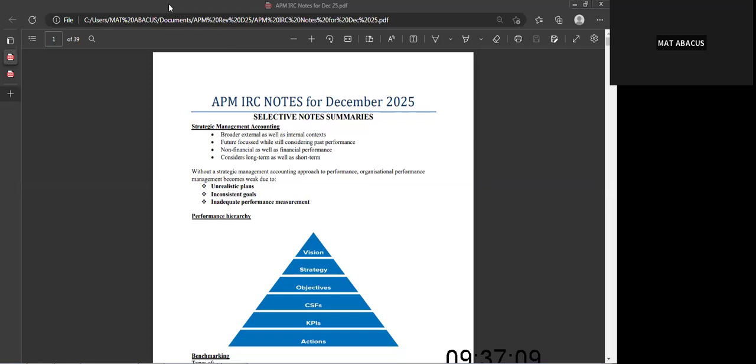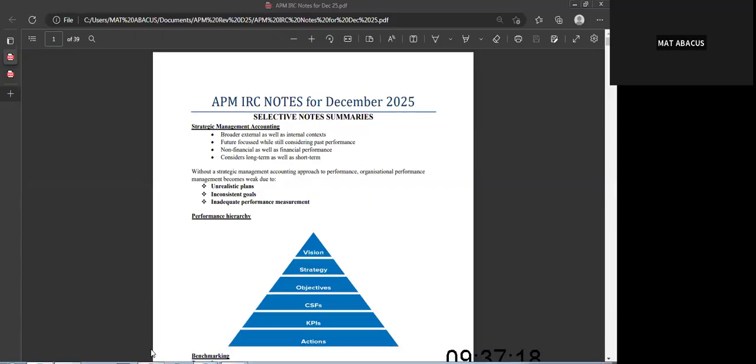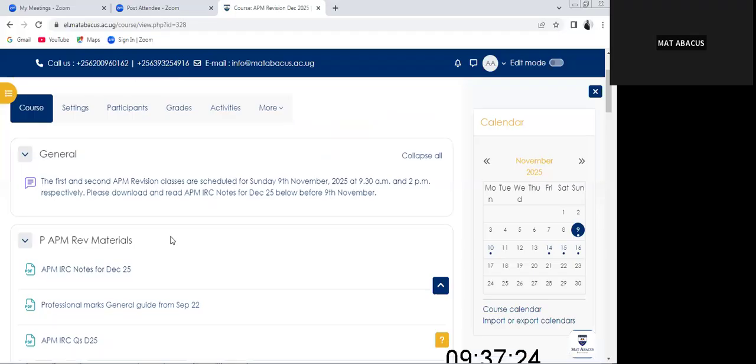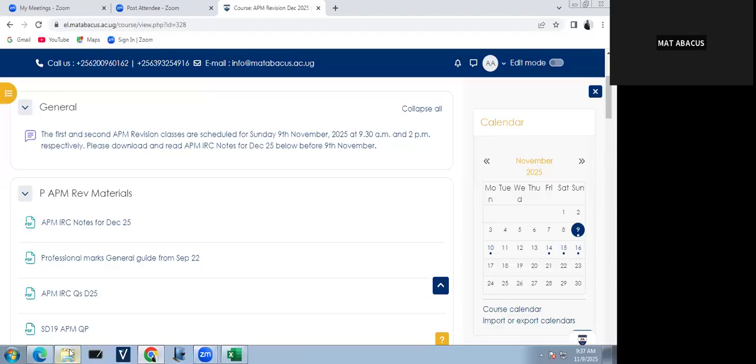Right. Okay, so before I go and find some technical help, what I have put up in the LMS is some short notes for revision for December 25, professional marks guide. The questions which we will work through today will last us until maybe the third class. Let me see whether I have opened it already. Not yet.